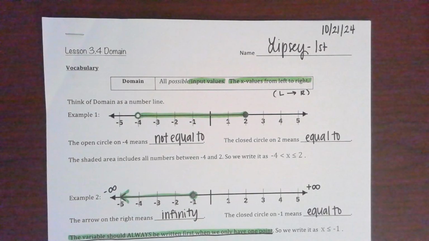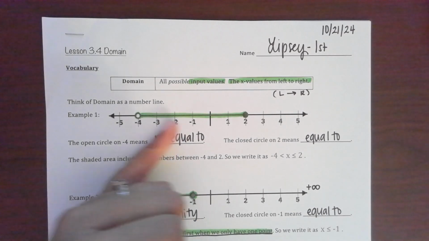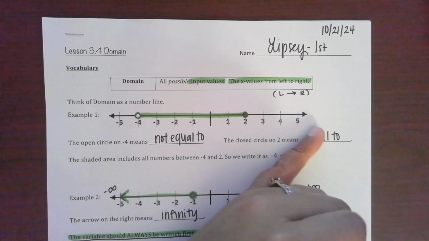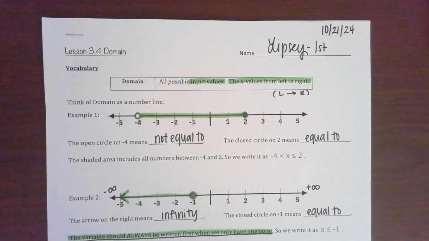This lesson is covering domain. Domain is talking about all of our x values, our input values, our independent variable values. All three of those things mean the same thing. But in this context, it's all the input values because we're viewing domain like numbers on a number line. So we read numbers on a number line from left to right, where the left side is negative numbers and the right side is positive numbers, where zero is in the middle to split them in half.